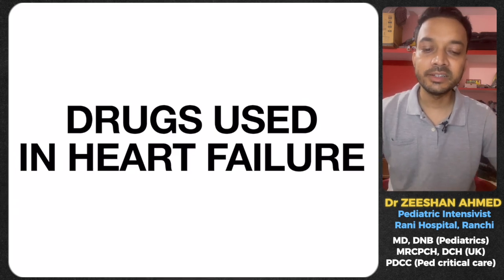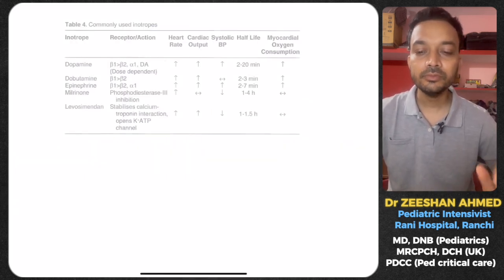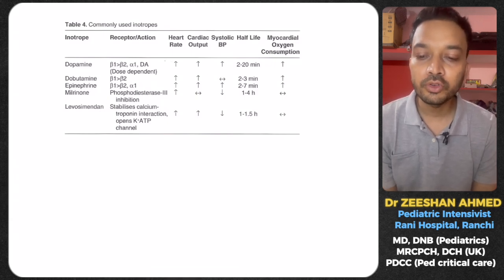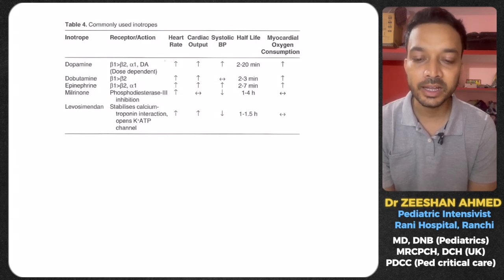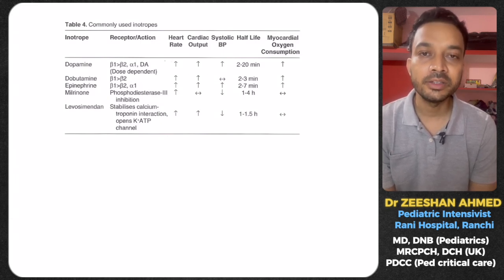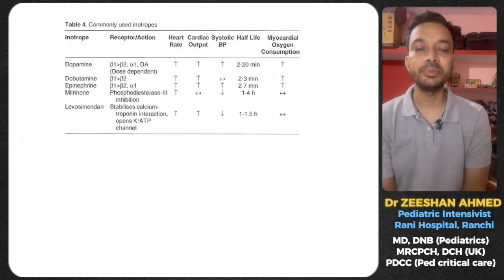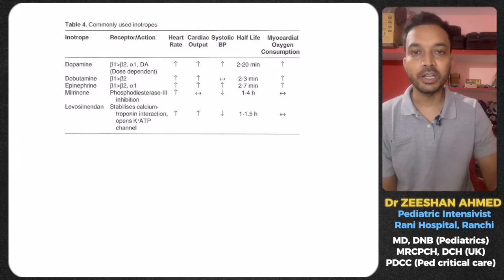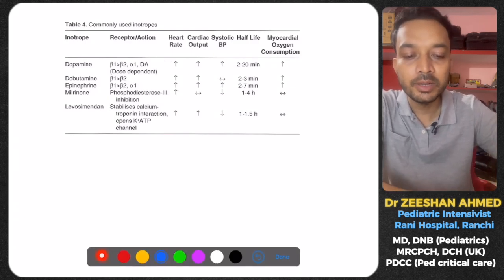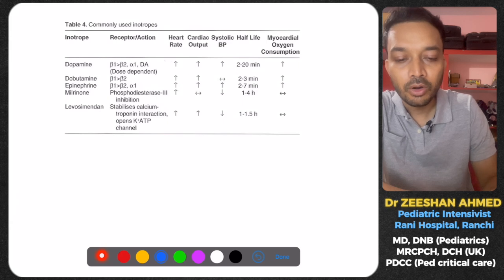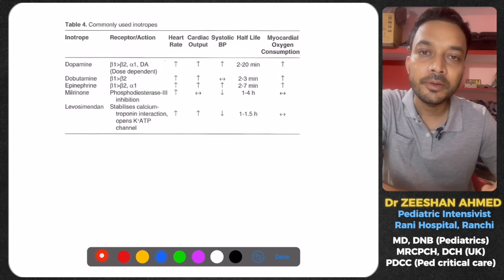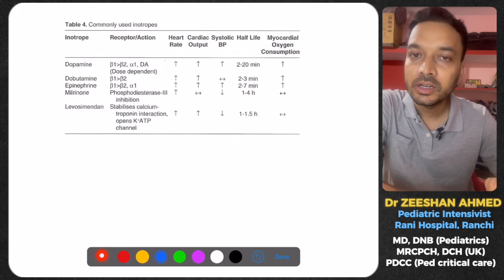Now let us discuss certain drugs used in heart failure. This table is also taken from AIIMS PICU protocols. Here we come to know about the different vasoactives like dopamine, dobutamine, epinephrine, milrinone and levosimendan, and the receptors, their effect on the heart rate, cardiac output, systolic BP, half-life, and myocardial oxygen consumption. Here, the myocardial oxygen consumption part is very important because all of the drugs increase the myocardial oxygen consumption, which may lead to worsening of the heart failure.